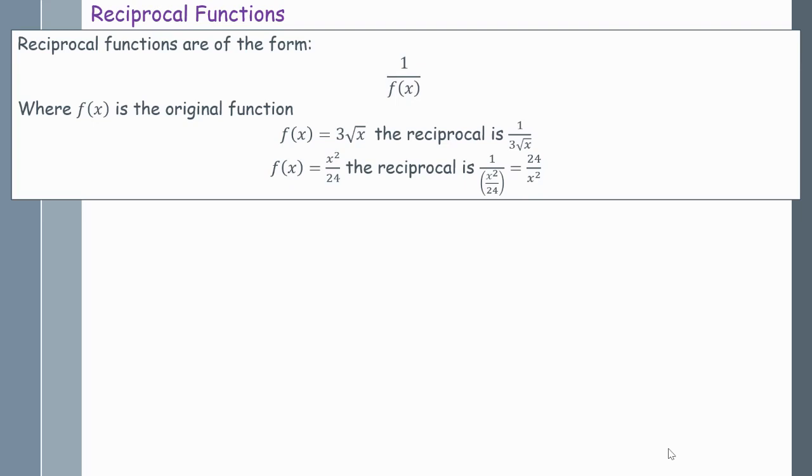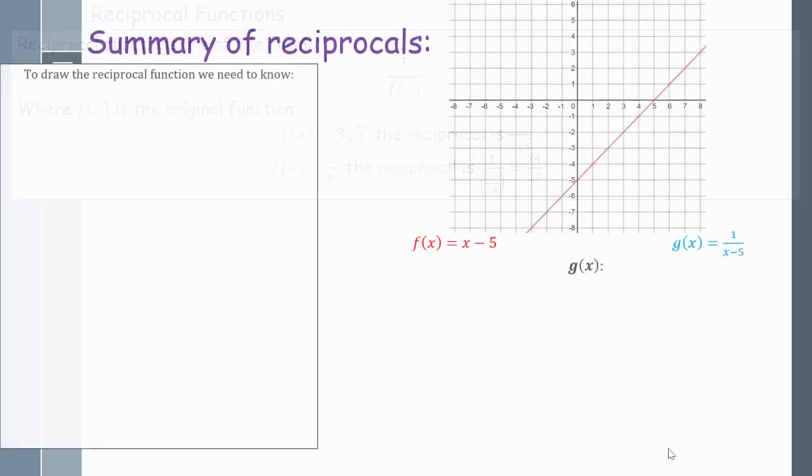If f of x is the function x squared over 24, the reciprocal would be 1 over this whole function. And remember, when we have 1 divided by x squared over 24, the 24 will come up the top and the x squared will end up on the denominator. Let's have a look at some key things that you need to remember and some handy hints about how to sketch an accurate graph of a reciprocal function.